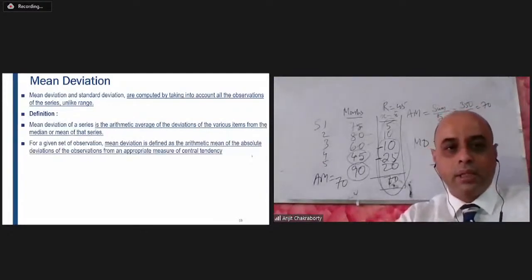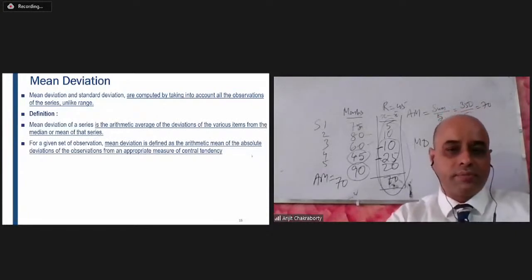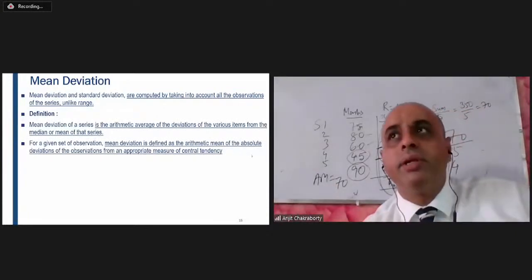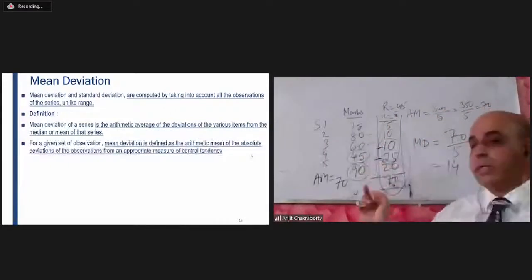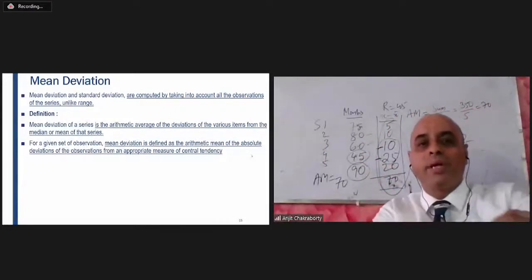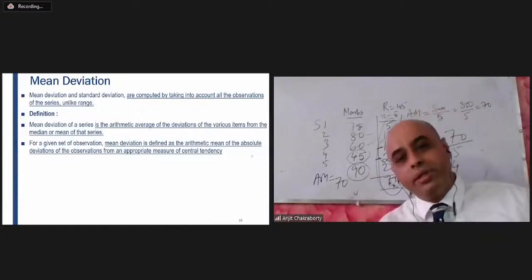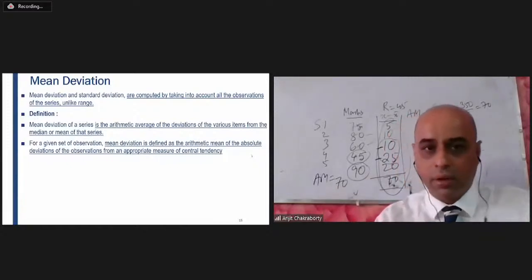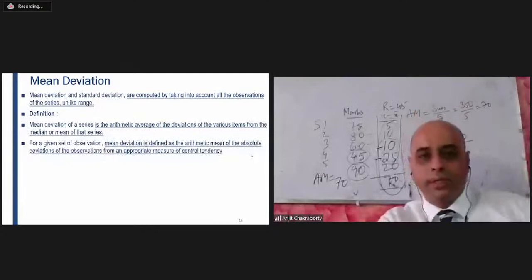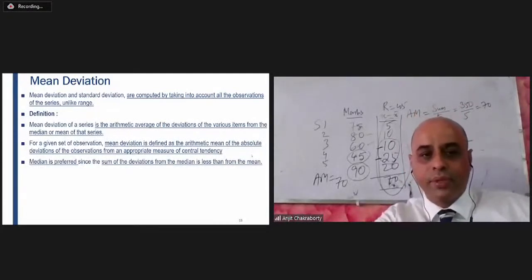Okay. So this is the concept of mean deviation. You can calculate mean deviation either from the mean, if the question tells you, or you may calculate mean deviation from the median. Okay, both are allowed and both might come in the exam depending on the type of question.